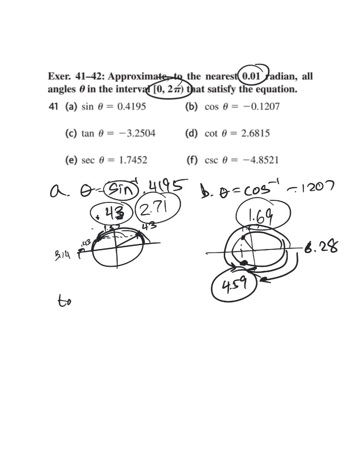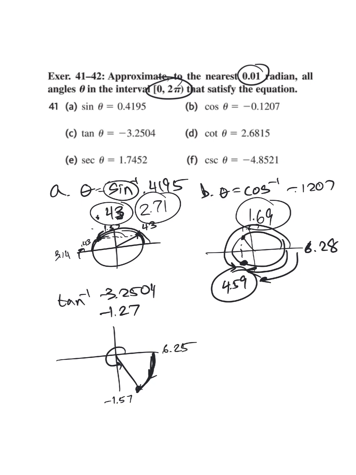Now C is the tangent, so we're going to do the arc tangent of negative 3.2504. 3.2504, and the arc tangent is going to be negative 1.27. So again, tangent, negative 1.27, so go in this direction, this is negative 1.57. So negative 1.27 is about right there. We want the positive angle, so we could take 6.28 minus the 1.27. So 6.28 minus 1.27 gives us 5.01. So that's the first part.